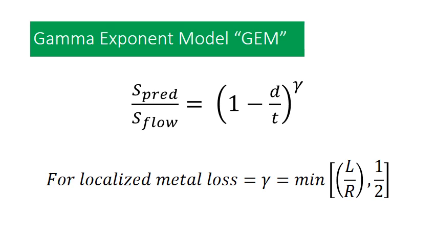And for localized metal loss, that gamma is defined as the minimum of the length over the radius of the pipe, up to a maximum value of 1/2. Now this is a very simplistic equation, and some of you will feel that I just pulled it out of the air as an empirical model, and it kind of seemed to work, so I moved on with it. That's not actually the case. There actually is a mathematical derivation behind this.